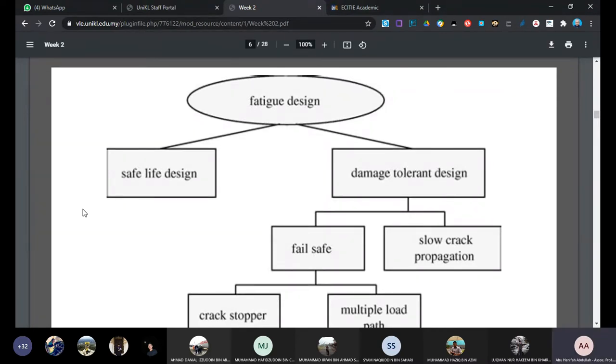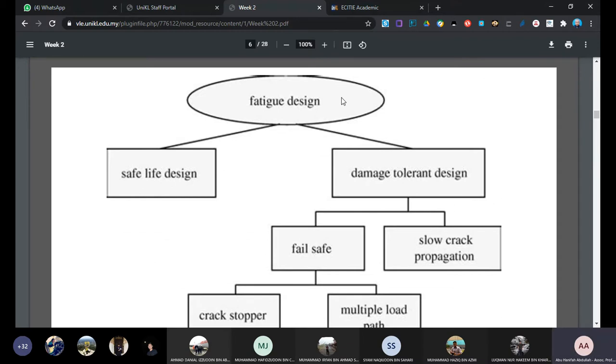Okay, second, you need to understand the design philosophy. The structure is designed to be safe life or fatigue design. Primarily the structure must be designed for fatigue. Fatigue means the structure will fail after a certain time. After a certain cycle, certain flight hours, the structure will fail. It is common for anything. Even us, we will fail after we have reached a certain age. After we reach a certain stress, you may fail.